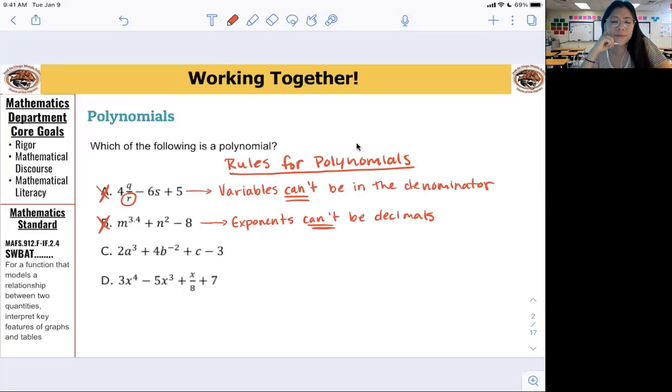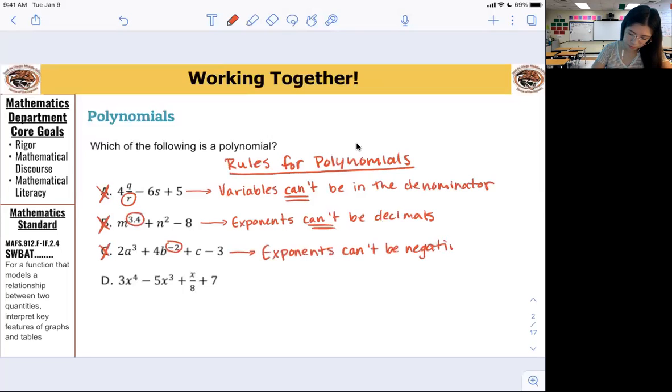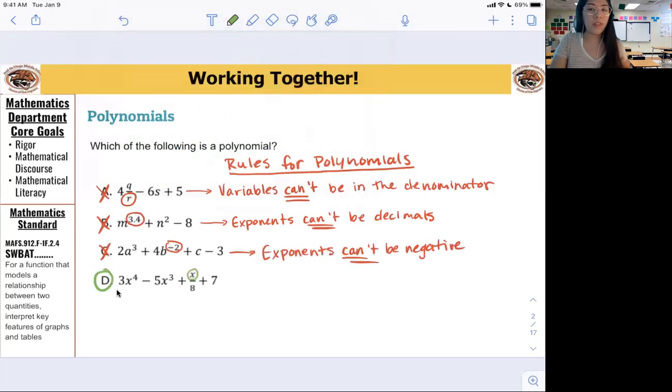Is it C because of the negative? Yeah. Good. So let me just circle all the things here. So that's the last rule. Exponents can't be negative either. So these three are all breaking the rules of polynomials. The only one that's actually correct is D. And even though D has a fraction, it's totally okay because the variable is in the numerator, not the denominator.